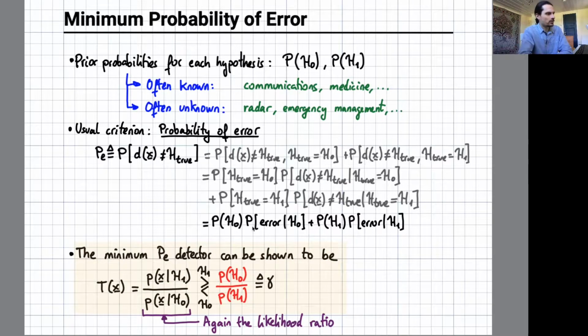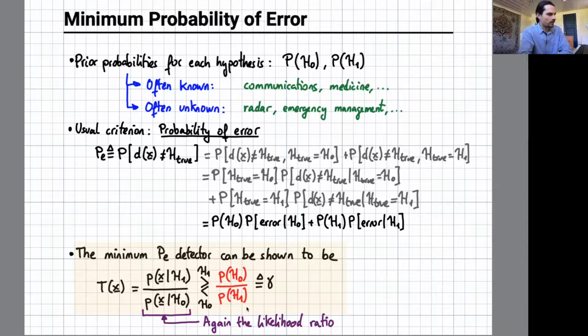And the good news is that an estimate detector that minimizes the probability of error generally exists, right? Another interesting fact is that its test statistic is given by the likelihood ratio, in the same way as the test statistic of the most powerful test as dictated by the Neyman-Pearson theorem.